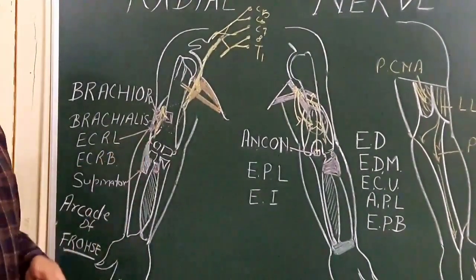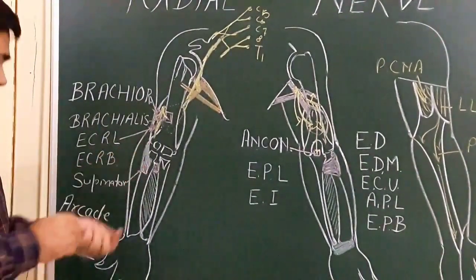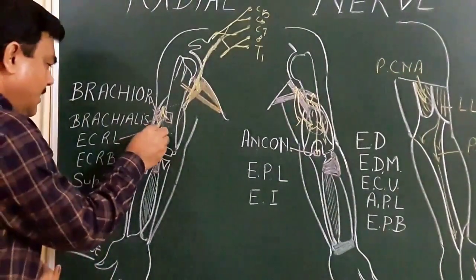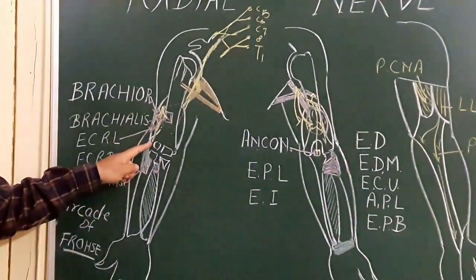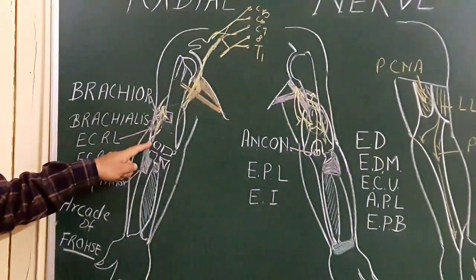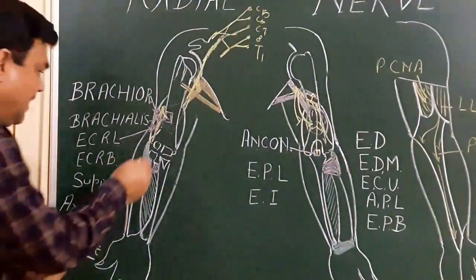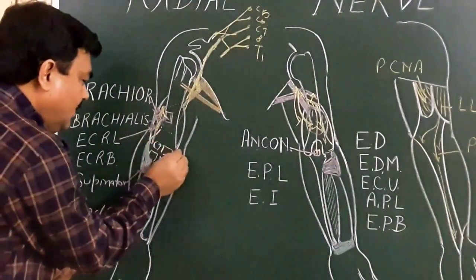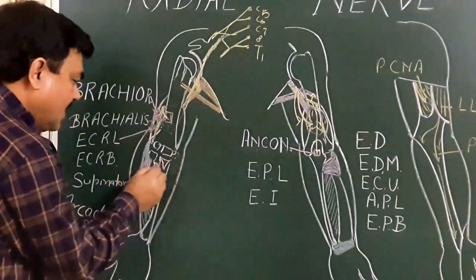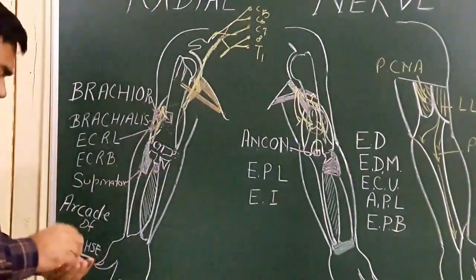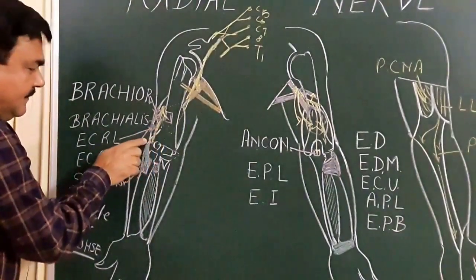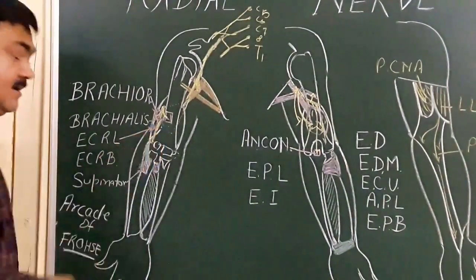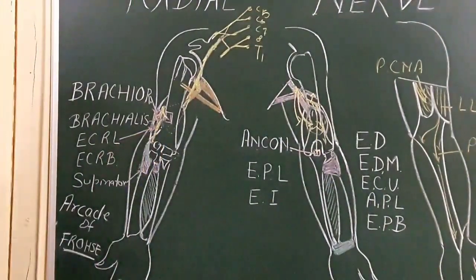After giving a branch to extensor carpi radialis longus, it reaches just in front of the lateral epicondyle, or you can say it reaches into the cubital fossa. Here is the cubital fossa. In the cubital fossa, or just in front of the lateral epicondyle, it divides and gives two branches. One is the superficial branch and the other is the deep branch.